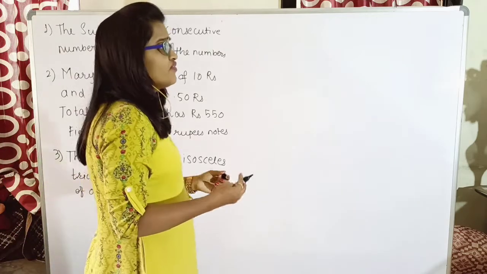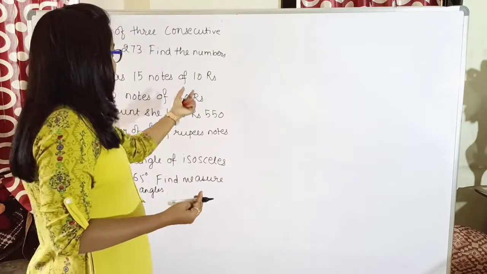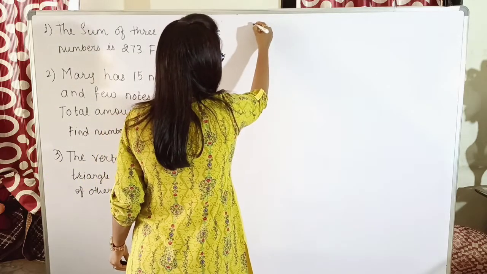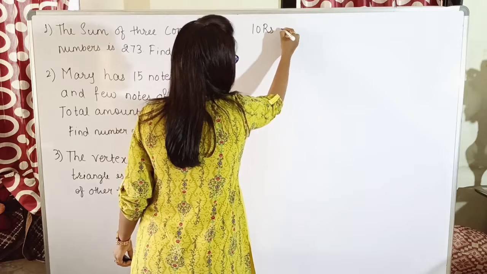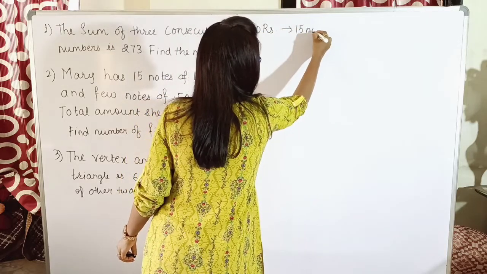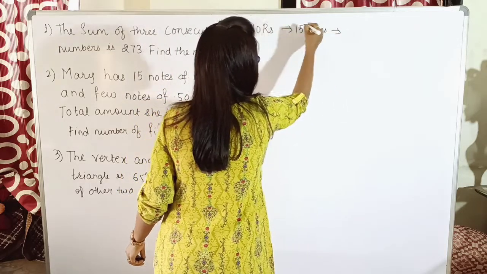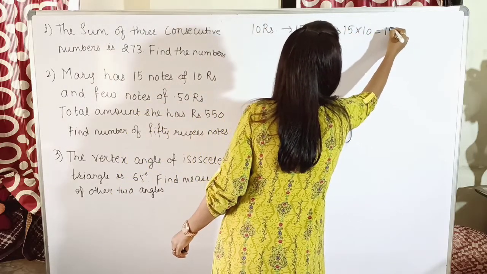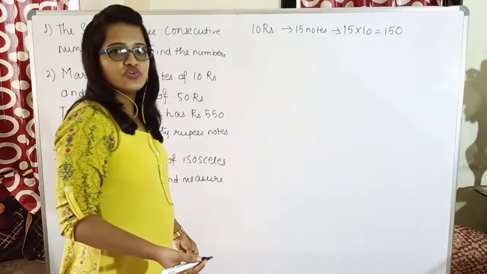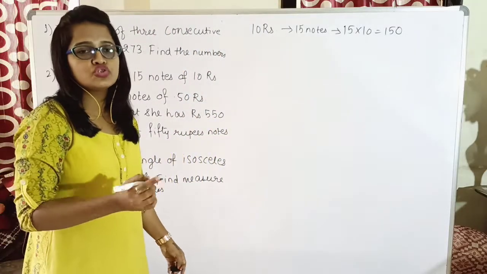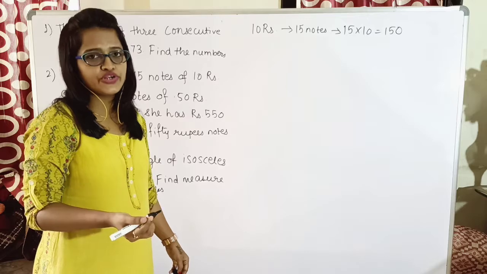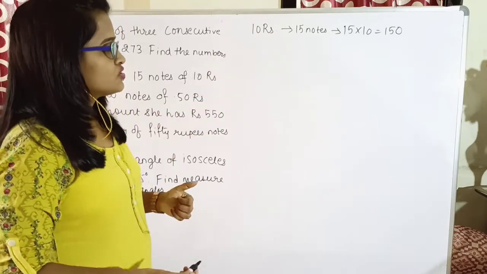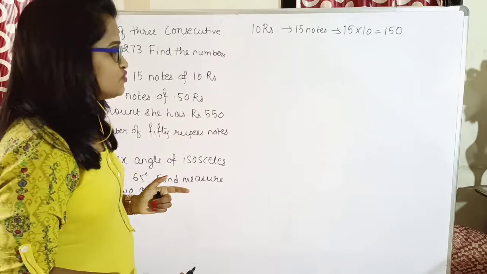So if she is having 15 notes of 10 rupees, how much money is she having regarding 10 rupees? So for 10 rupees, how many notes? 15 notes. So what is the amount? It is 15 into 10, isn't it? Which gives me 150. Suppose I say I am having two notes of 10 rupees. How much money do I have? 20 rupees. How did we find? 10 into 2. Similarly, 10 rupees, 15 notes, so 15 into 10, which gives me 150.